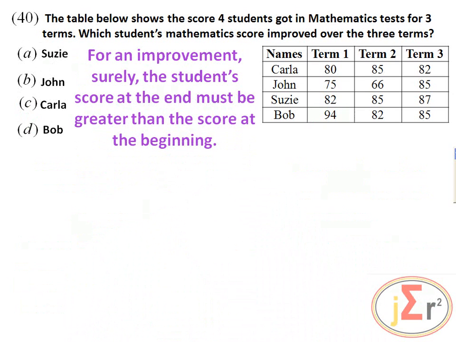Which student's mathematics score improved over the 3 terms? For an improvement, surely the student's score at the end must be greater than the score at the beginning. Is that right? Yes. Right. The score at the end must be greater than the score at the beginning. What do we notice?